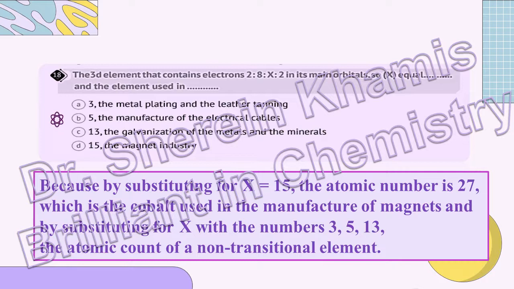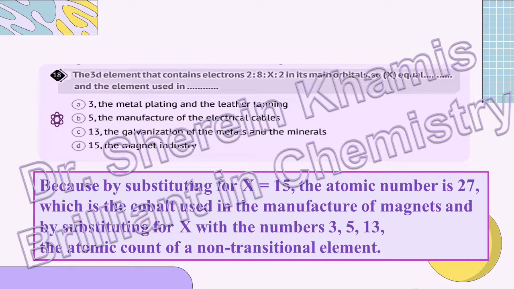We have the right answer here will be letter B, that letter B is the right answer, and this is the element, the cobalt, that we use as x will be 5 in replacing it in the oxidation state, that we get 5 and used in the manufacture of electric cables.